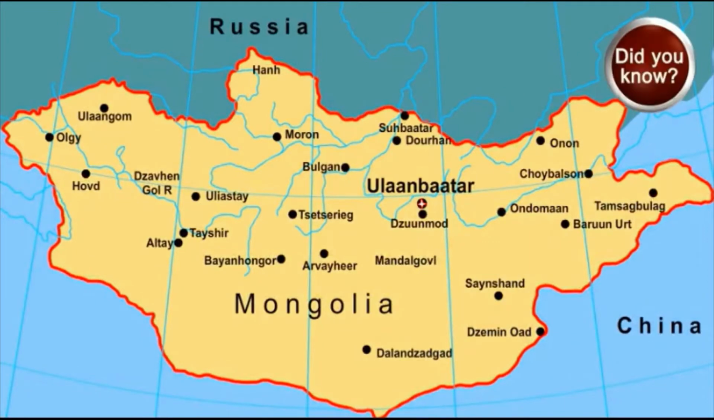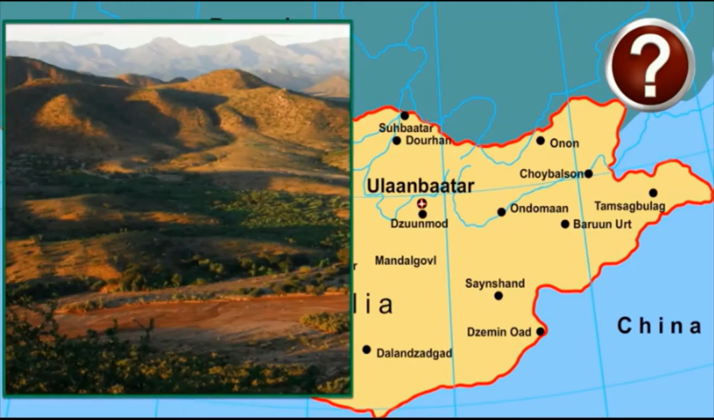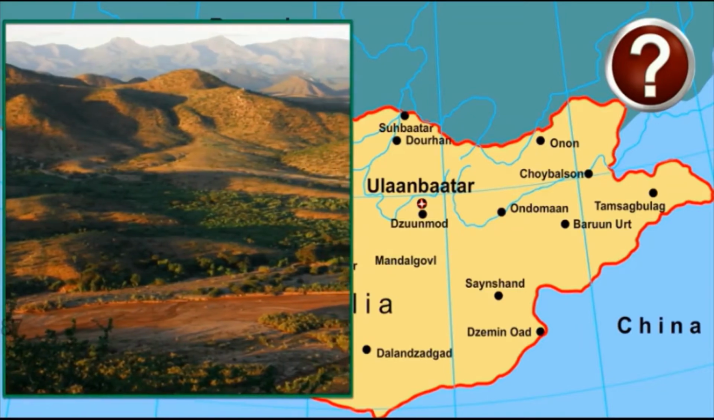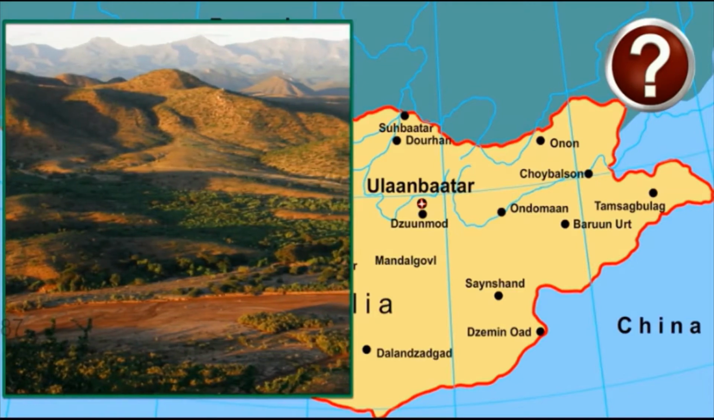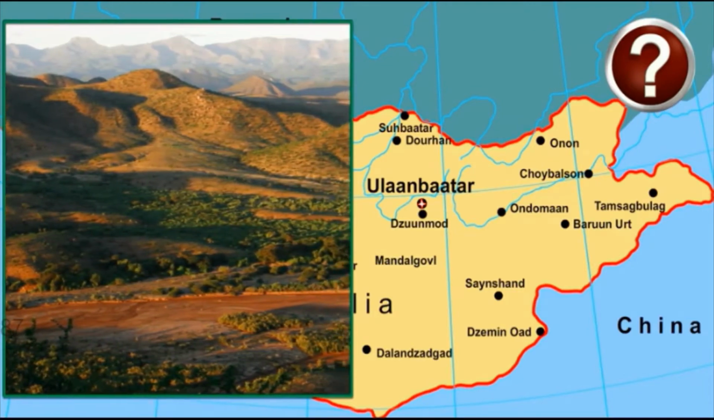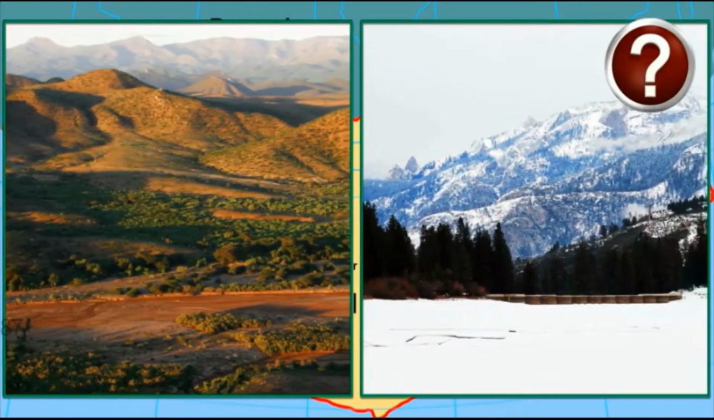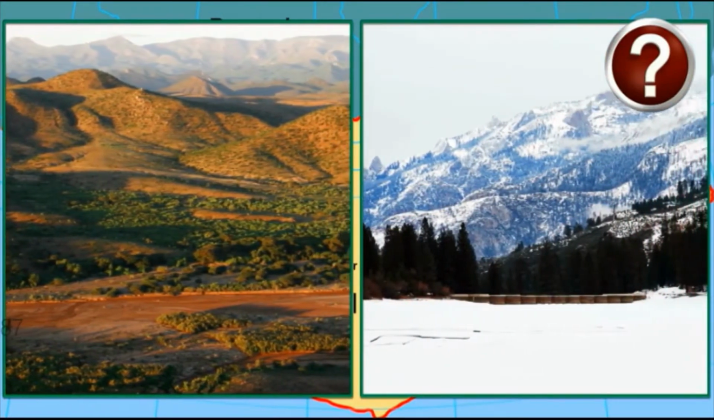Did you know? Mongolia is the most sparsely populated country in the world. This is largely because most of Mongolia consists of uninhabitable terrain like deserts and mountains unfit for cultivation. In addition, the winters are long and harsh.